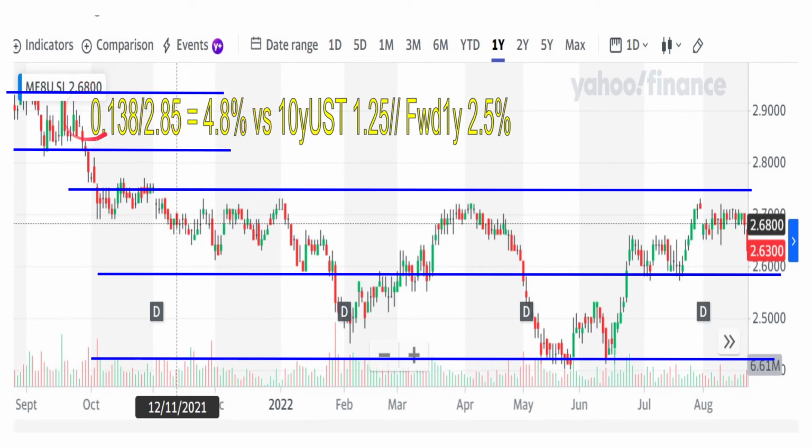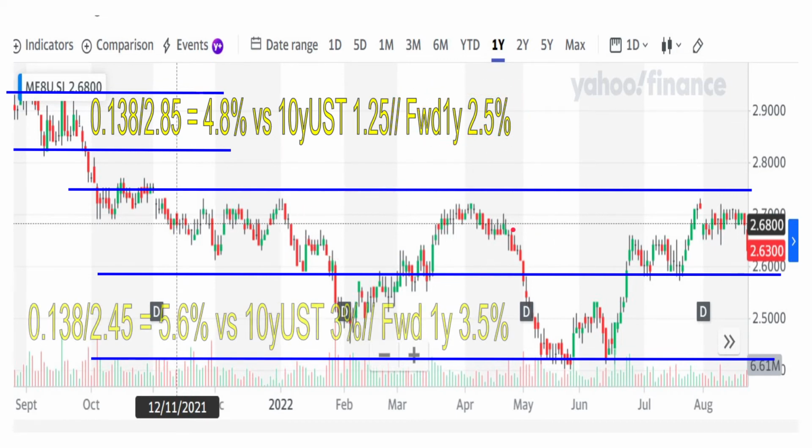So if you look at the dividend around 13.8 cents and a share price of 2.85, you get a 4.8% dividend yield, right? And that corresponds with roughly a 10-year yield of 1.25. And at this point, although the 10-year treasuries was 1.25, the forward expectation was 2.5, right? So this was the first horizontal channel representing a 4.8% dividend yield, corresponding to a forward 1-year US Treasury expectation of 2.5%. And this second channel was at the bottom over here, the extreme, right?